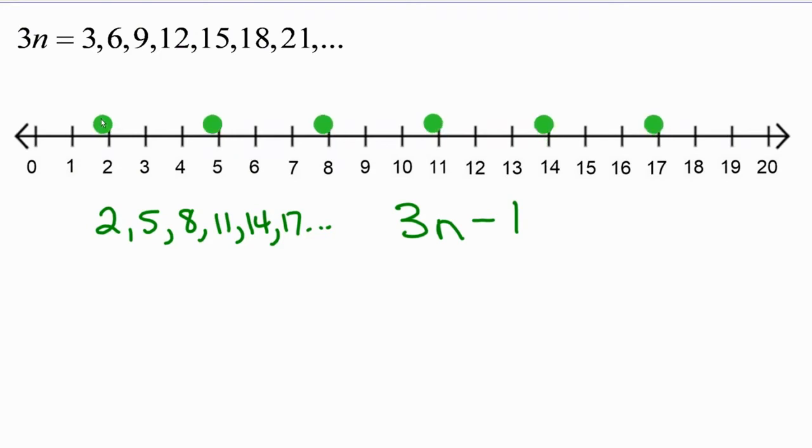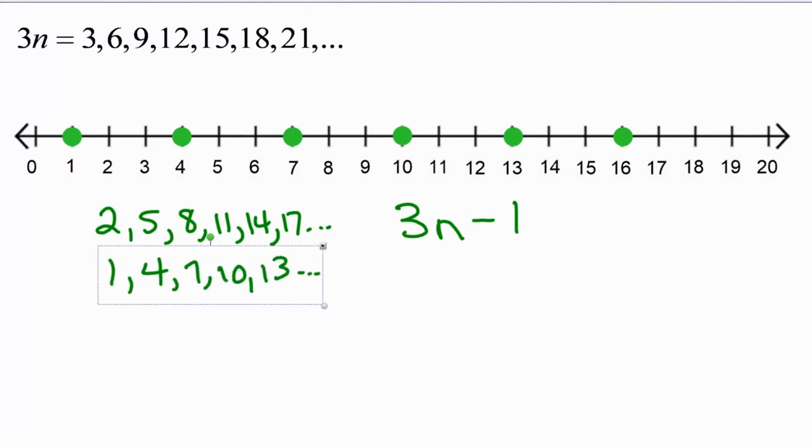And again, if I were to take it and drop it 1 more place down here, I create a new sequence that still counts by threes, but it's 1, 4, 7, 10, 13, and so on. So again, this is a 3n sequence, but all the numbers are 2 less than what they started with because this sequence normally starts at 3, but it got shifted 2 places to the left. So this would be 3n minus 2.